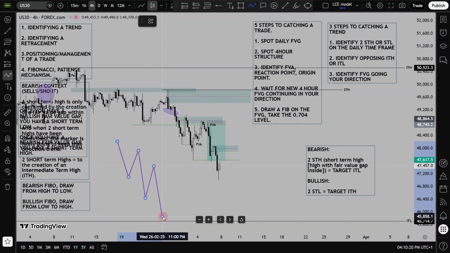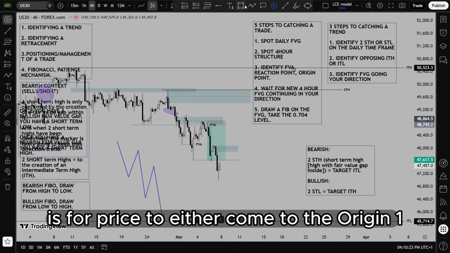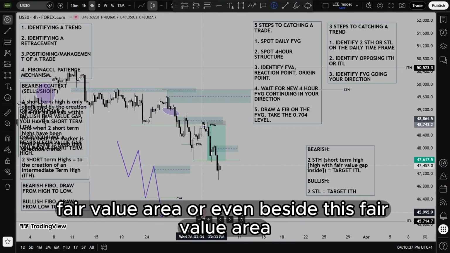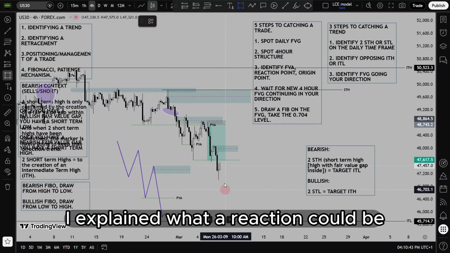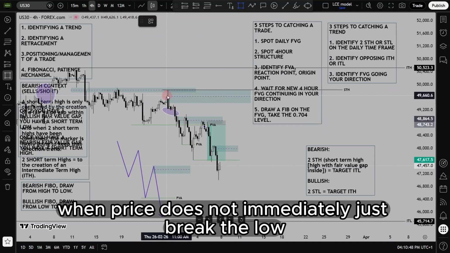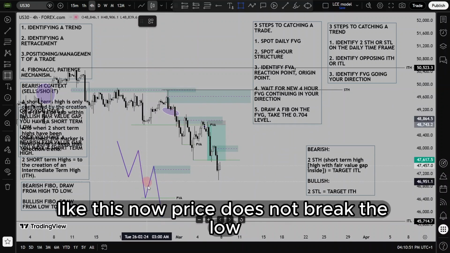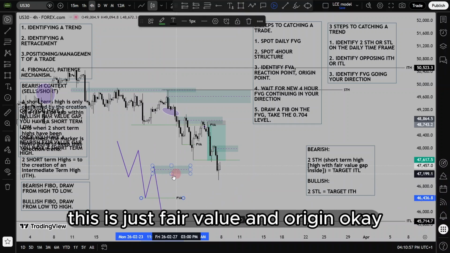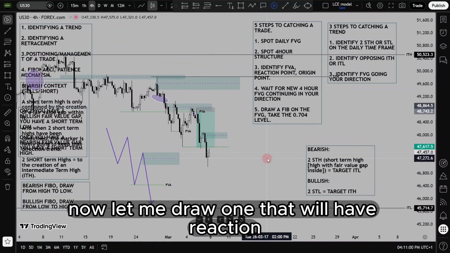Whenever you see a break, what you'll be waiting for is for price to either come to the origin, one, or come to the fair value area, which is this break, two. Or even beside this fair value area, if it has a reaction. I explained what a reaction could be: when price consolidates, when price does not immediately just break the low like this. Now this one does not have a reaction. This is just fair value and origin. Let me draw one that will have a reaction.